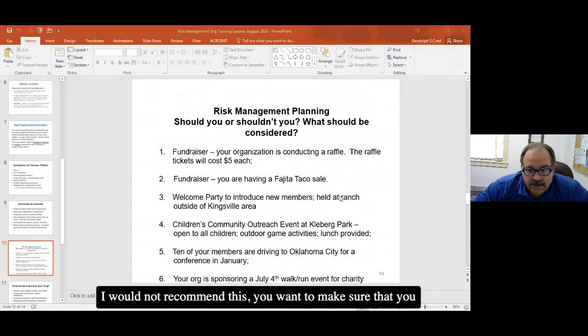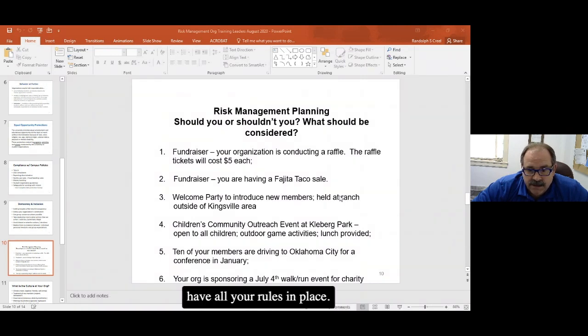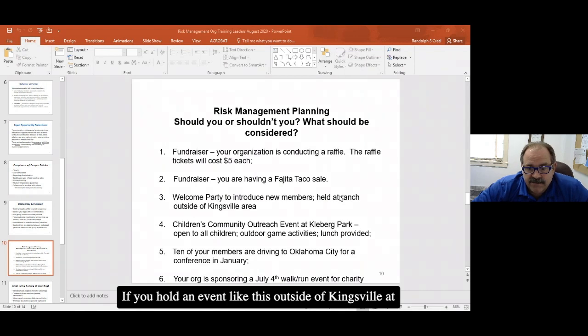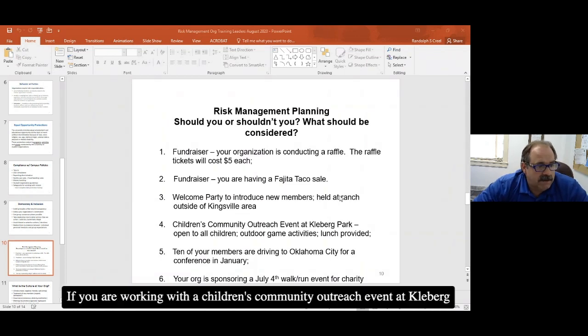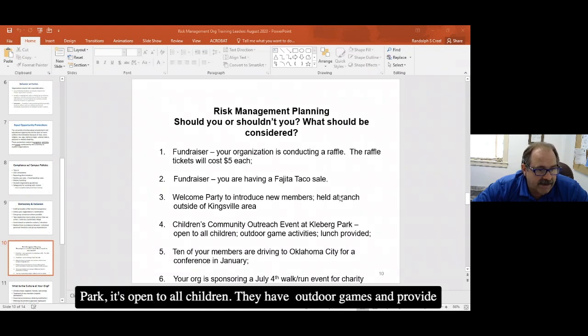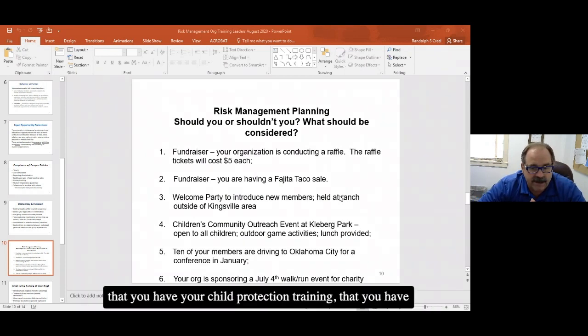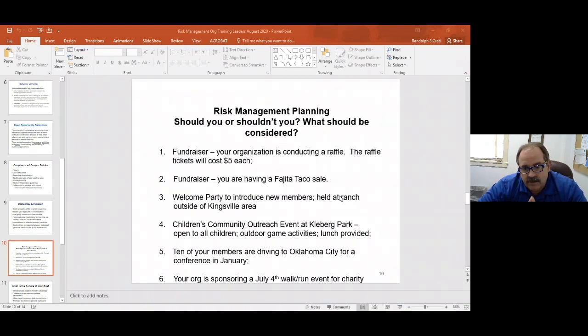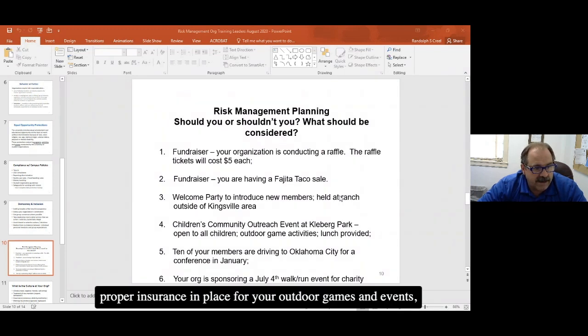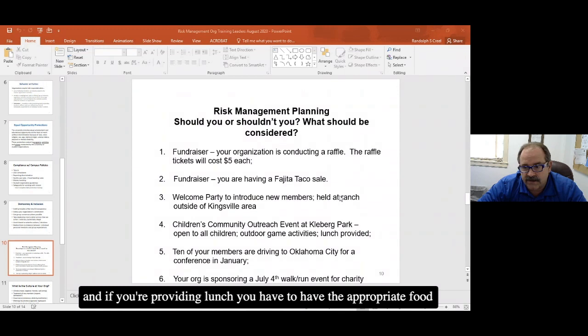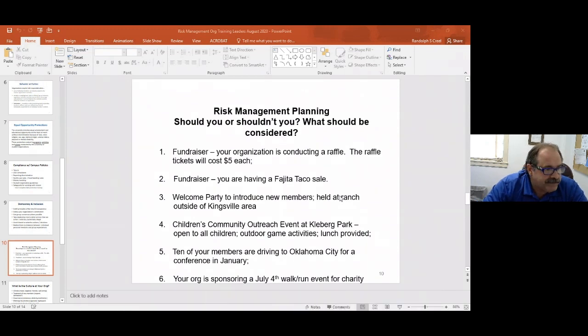You want to make sure that you have all your rules in place, and if you hold an event like this outside of Kingsville at a private ranch, there's opportunity for alcohol and other activities to occur that you may not be able to control. If you're working with a children's community outreach event at Clayburg Park, it's open to all children, have outdoor games, provide lunch. There's a whole lot of stuff there. You want to make sure that you have your child protection training, that you have proper insurance in place for your outdoor games and events, and if you're providing lunch, you have to have the appropriate food handling training.